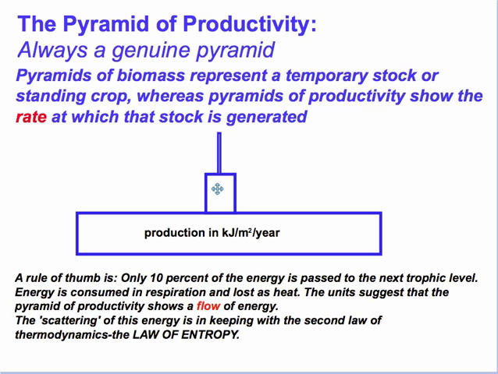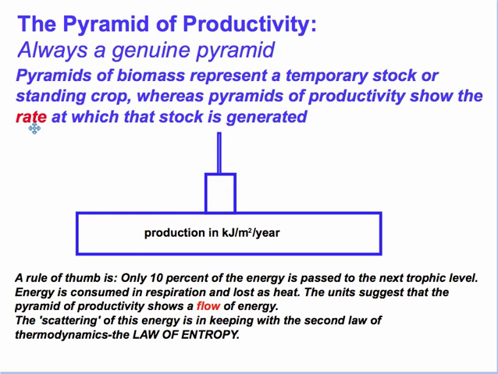And with that under consideration, we can say that roughly 10% of the energy is transferred from the first level to the second and then to the third. So it's like a rule of thumb where only 10% of the energy is passed to the next trophic level, and energy is consumed in respiration and lost as heat.